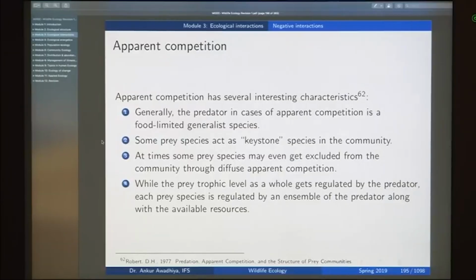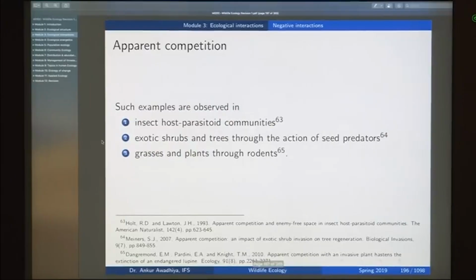At times, some prey species may even get excluded from the community through diffuse apparent competition. So, there are situations in which you can push a particular species towards a brink of extinction because the predator has increased in numbers. And while the prey trophic level as a whole gets regulated by the predator, each prey species is regulated by an ensemble of the predator along with the available resources. And other examples are grasses and plants through rodents, or exotic shrubs and trees through the action of seed predators, or insect host and parasitoid communities. And this is also a good way in which the invasive species are able to increase their numbers.